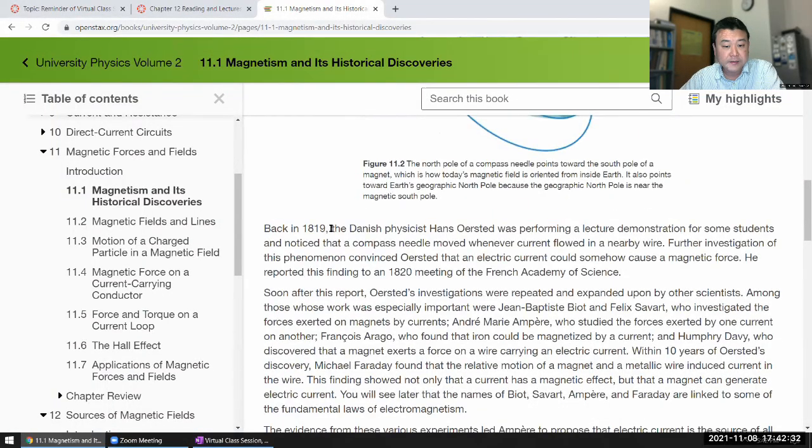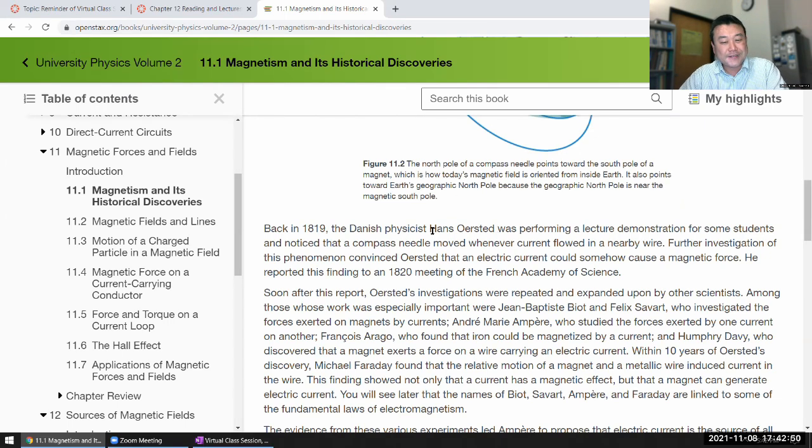Back in 1819, the Danish physicist Hans Ørsted, I think that's the pronunciation, if I'm wrong, sorry, there are a lot of European names. I'm going to pronounce it like either it's English or German, knowing that that may be wrong. Those are the two languages that I know how to pronounce.